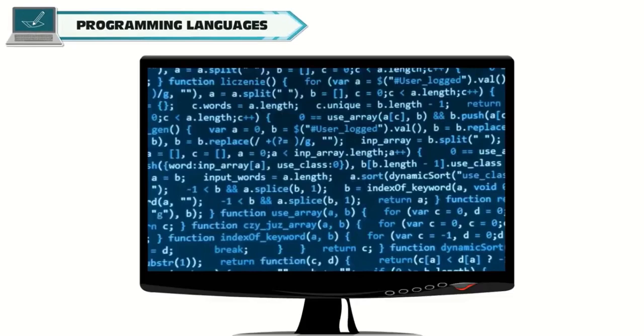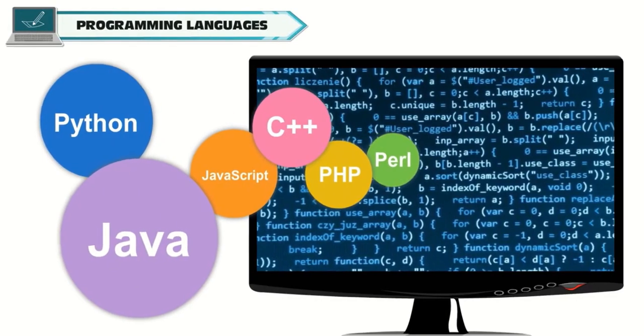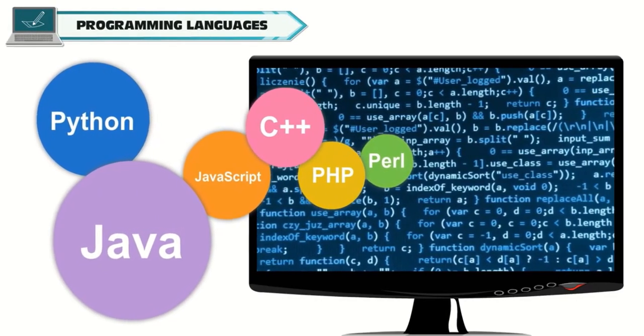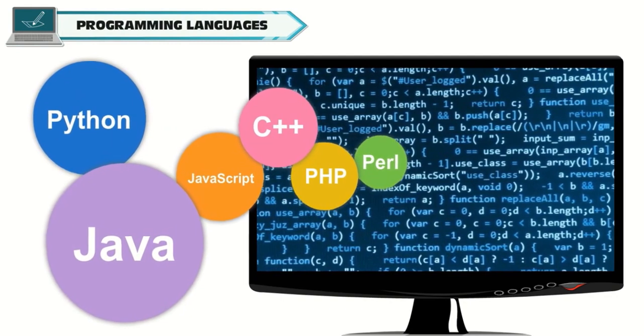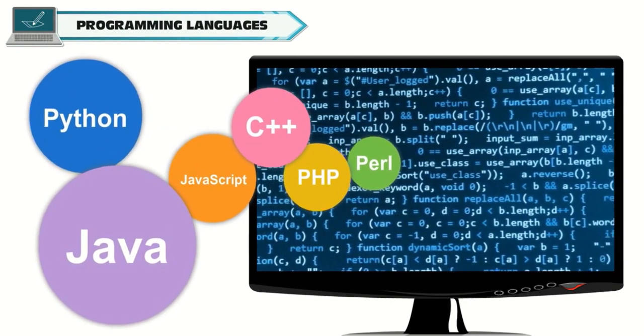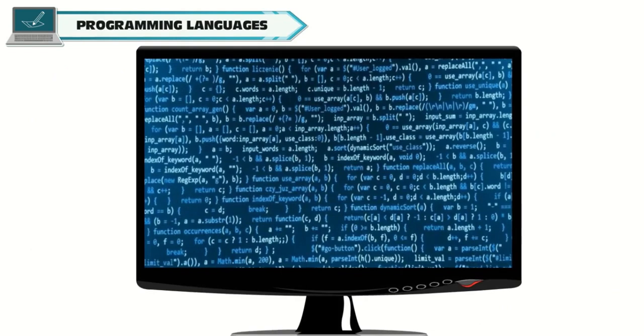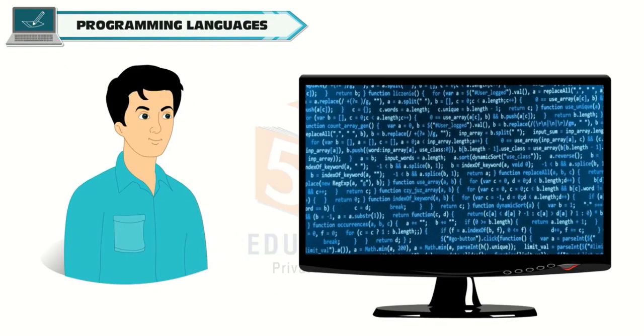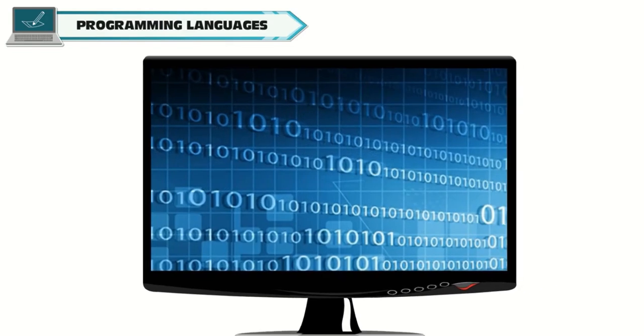Programming languages. Computer programming languages allow us to give instructions to a computer in a language the computer understands. A programming language contains keywords that can be used to write instructions, and they are mainly used to create programs for computers. Programming languages were introduced so that humans could easily understand computer language.